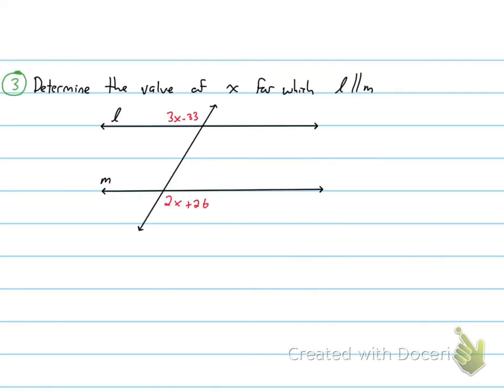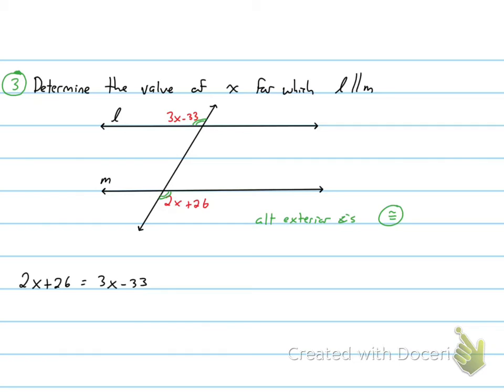In example number 3, we're doing the same idea, but now working with an algebra equation. Determine the value of x for which line L is parallel to line M. So if L and M are parallel, I see that these would be alternate exterior angles. If we have parallel lines, then these would need to be congruent. So I'm going to set these expressions equal to each other: 2x plus 26 equal to 3x minus 33.